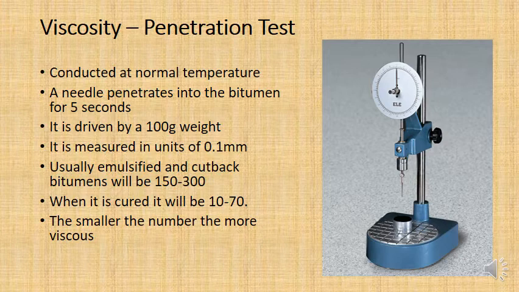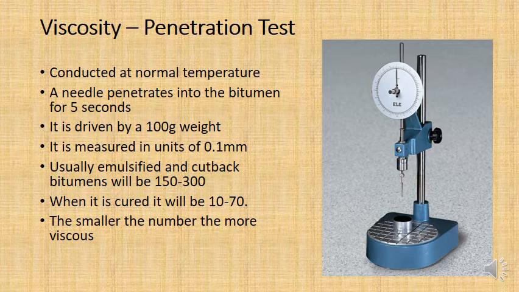But after it's cured, meaning after all of the soap or the kerosene evaporates, the viscosity of the hardened bitumen should be around 10 to 70. The needle should sink into it between 1 to 7 millimeters. And so obviously the smaller the number, the more viscous the bitumen is. So remember, that's what we want.